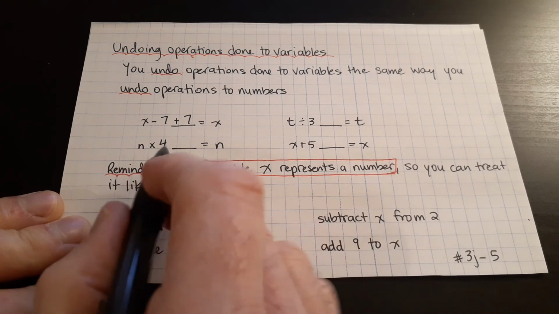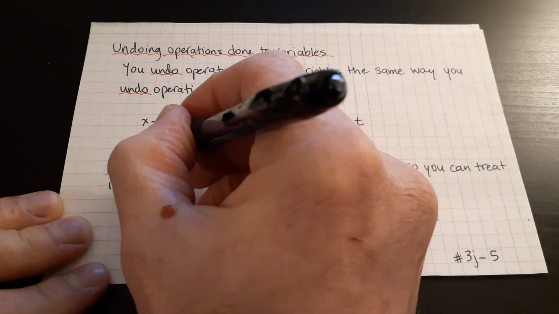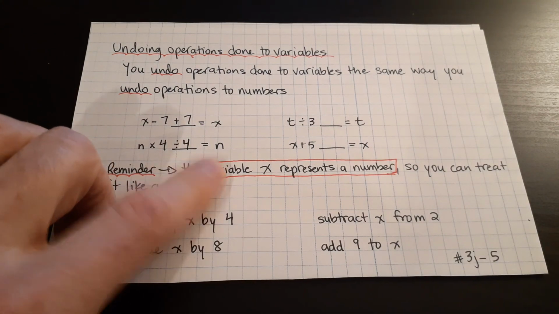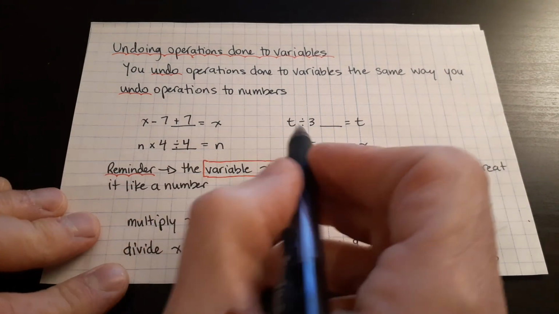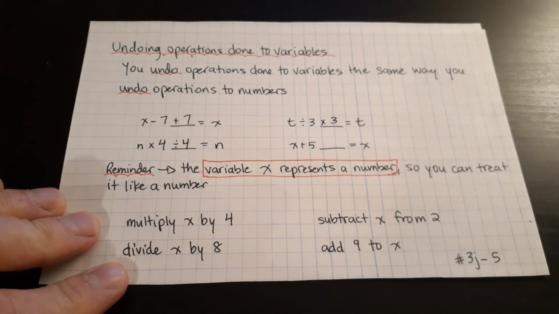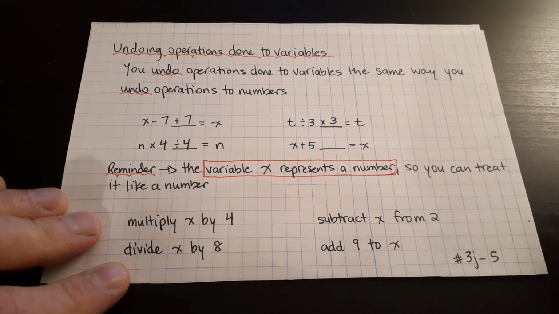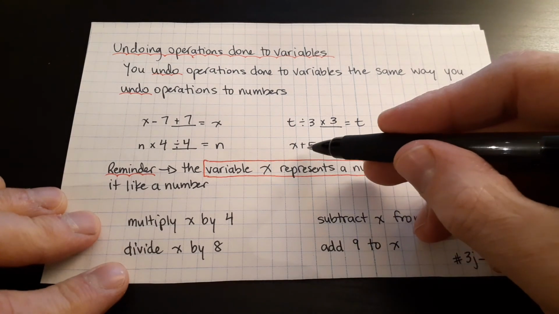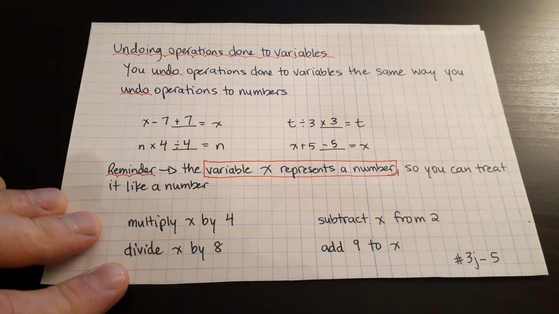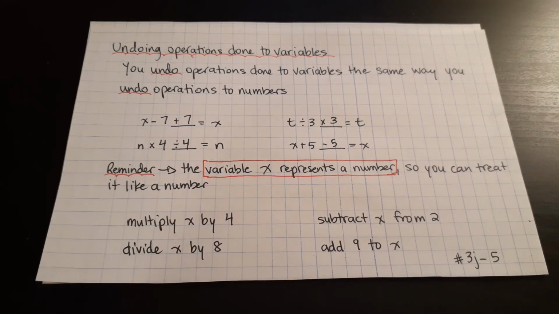Likewise, division undoes multiplication. So n times 4 divided by 4 will get us back to n. Multiplication will undo division. So t divided by 3 times 3 will get us back to t. And x plus 5, to undo that, needs a minus 5. So x plus 5 minus 5 gets us back to x.